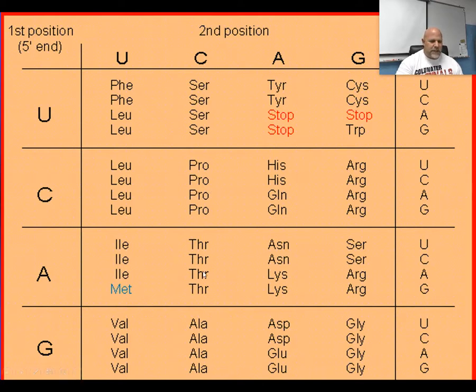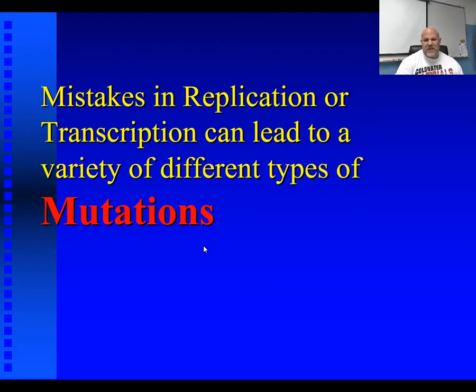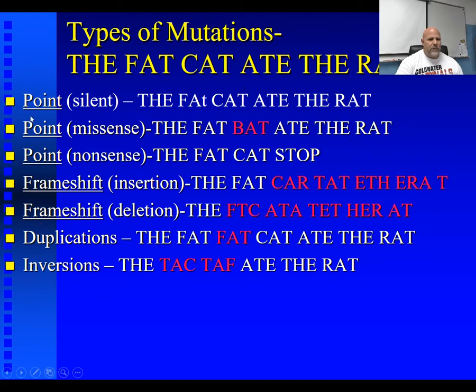And you can see there's a lot of redundancy in this code. Leucine, leucine, leucine, leucine, leucine, leucine, valine, valine, valine, valine, alanine, alanine, alanine, alanine, threonine, threonine, and so on, proline, serine. There's a lot of redundancy in this code. So a lot of times if you have a change in that third position, it doesn't even change anything. And we call those silent mutations. They're changes, but they don't affect the protein at all.